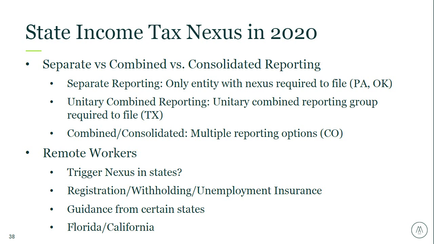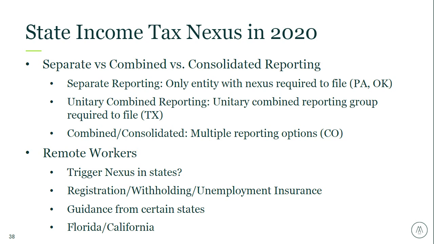So things to look out for is really to understand where your employees are working out of and if that changed. Up here on the slide, separate, combined, consolidated, this is just to point out the different kinds of filing that could be done, depending on if you're a C Corp or a pass-through. So something to look at into 2020 is, are you going to be filing in the same states as you did last year and the same type of reporting approach?